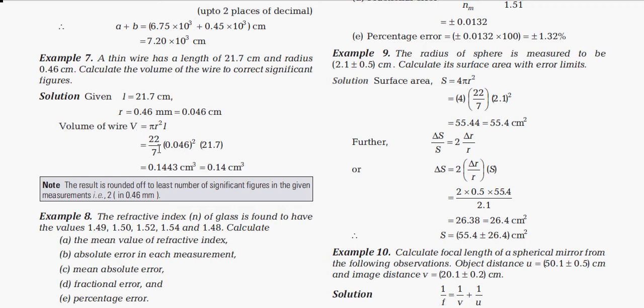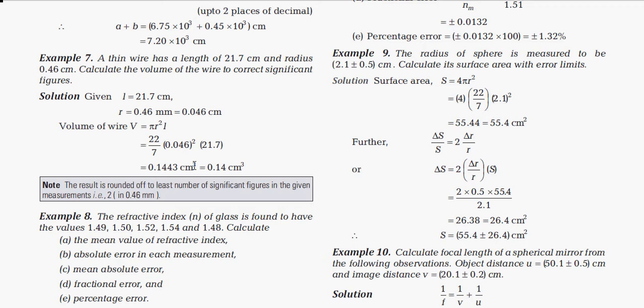Pi is 22/7, the radius is 0.46, which is in millimeters. So first of all we need to convert it into centimeters, so we'll get 0.046 centimeter, dividing by 10. Then keeping the length in centimeters as it is, finally we'll get the value, which is 0.1443 centimeter cube. As you know the multiplication rule, with the help of this we'll consider up to 0.14 centimeter cube. If you are not able to follow this, refer to the previous video.